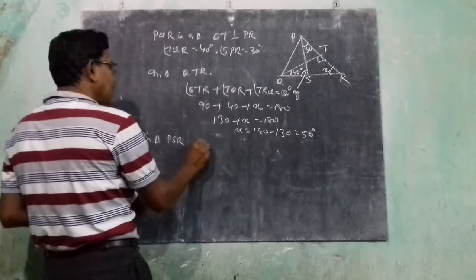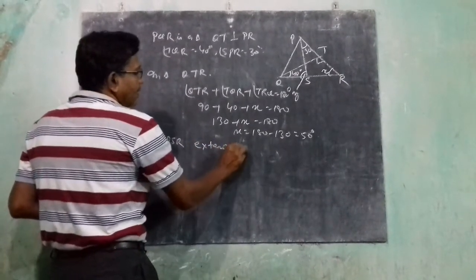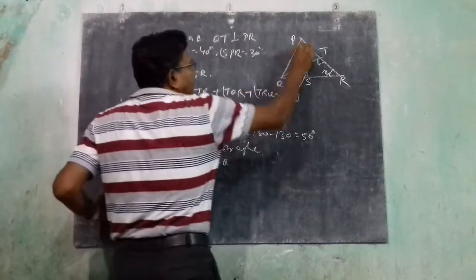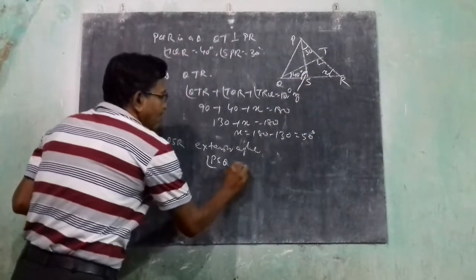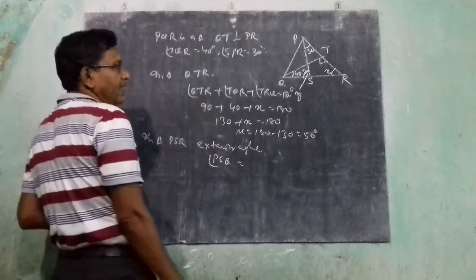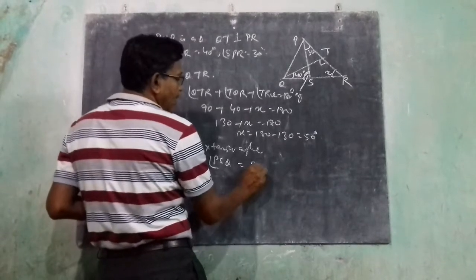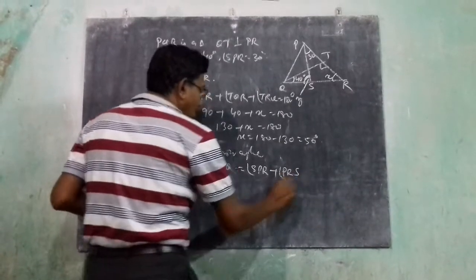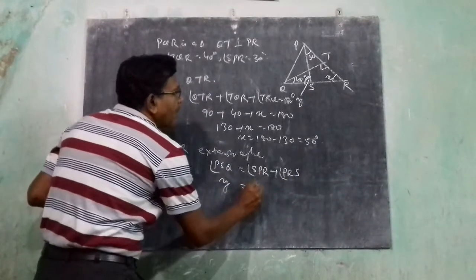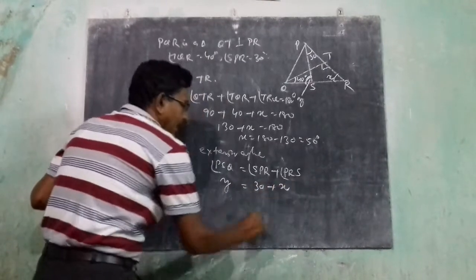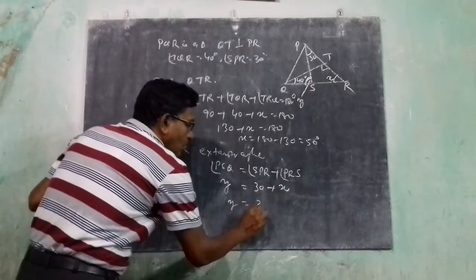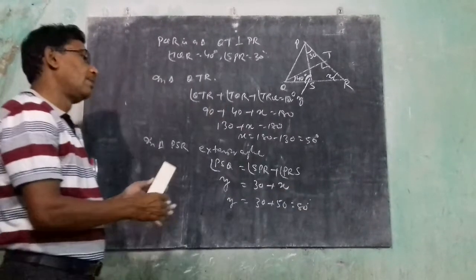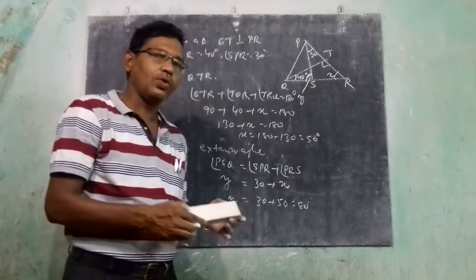Now in triangle PSR, the exterior angle PSQ is the exterior angle. From theorem 6.8, the exterior angle equals the sum of the interior opposite angles, angle SPR plus angle PRS. So Y equals SPR, which is 30, plus X, which is 50. So Y equals 30 plus 50 equals 80. So the X value is 50 degrees and Y equals 80 degrees.